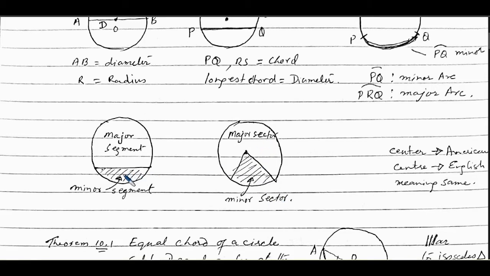So the difference between segment and sector is, in a segment you cut along a chord, a straight line, but in a sector you cut from the circle to the center and again from the center to the circle. This portion is called the minor, this is the major. Sometimes people write center as CNTR or CNTRE, I may sometimes make a mistake in writing it, but one is English, one is American.